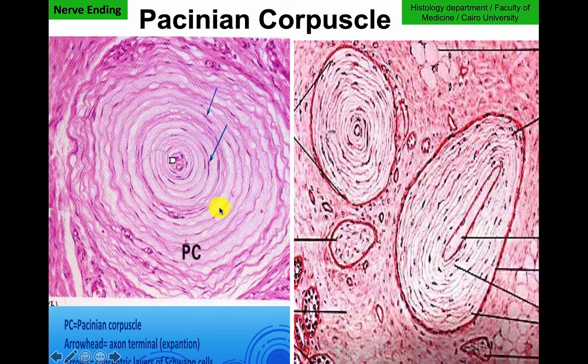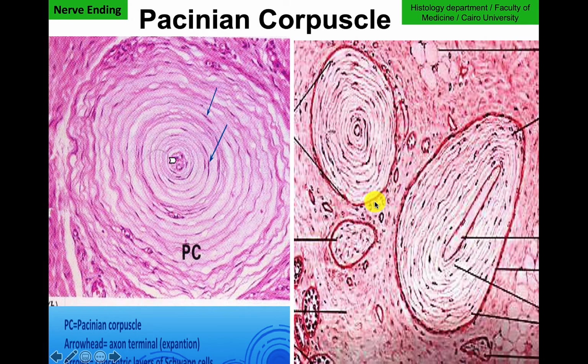Here we have a transverse section in this Pacinian corpuscle. You can see in the center the axon terminal, the end part, which is forming a dilated bulb of the axon, present in the center. And around it we have many lamellae, surrounding this axon terminal. In the peripheral part they are closely packed. In the central part they are loosely packed. And these lamellae are made of cells, which are modified Schwann cells. So these are the lamellae of the modified Schwann cells, inner part, outer part.